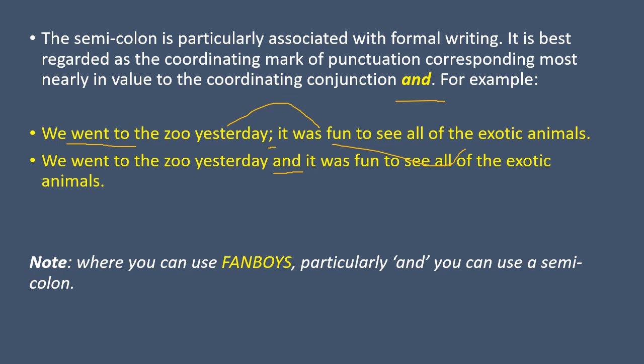But remember that a semicolon is not used to separate items in a list. But if you have many complete sentences, like 3 or 4 complete sentences, and in each complete sentence you have a comma or any other punctuation mark, then it is best to separate all of these complete sentences using a conjunction or a semicolon. So where you can use FANBOYS, particularly "and", you can use a semicolon. This is the example of that.